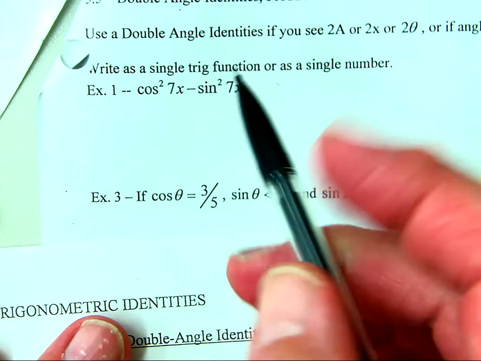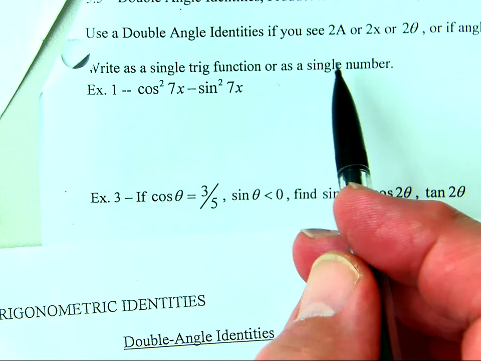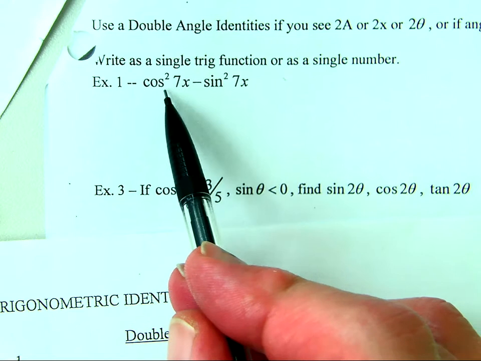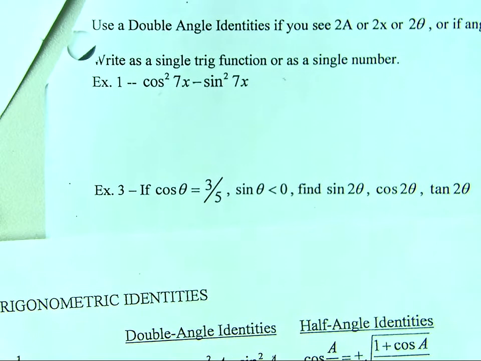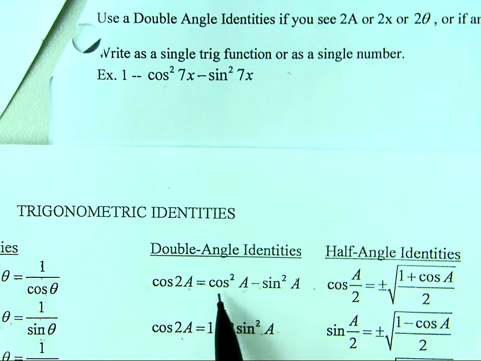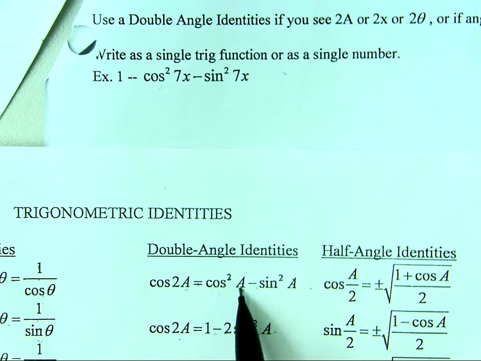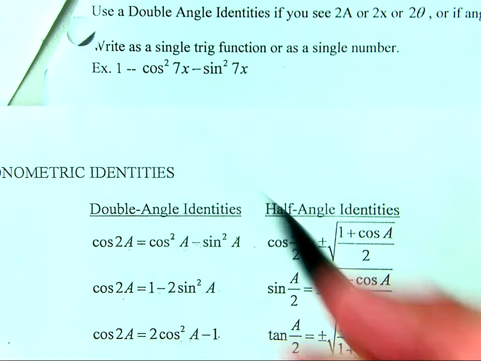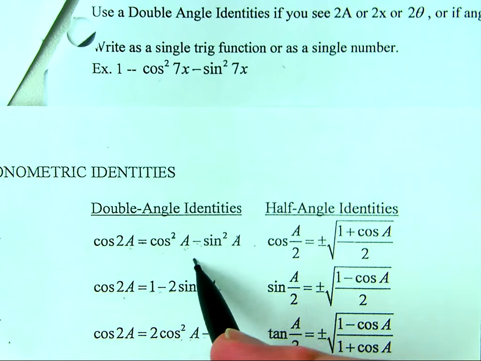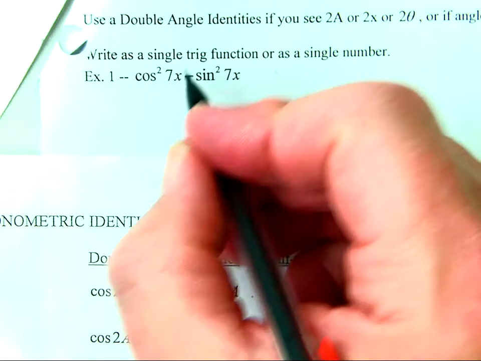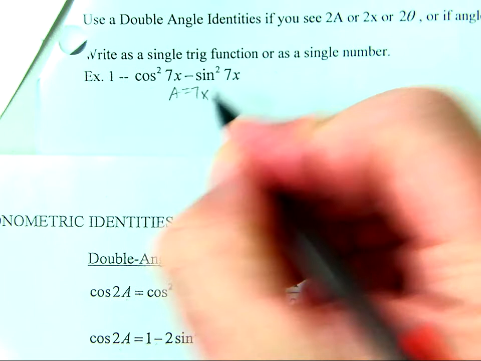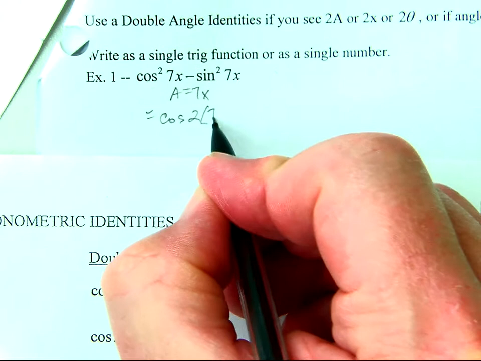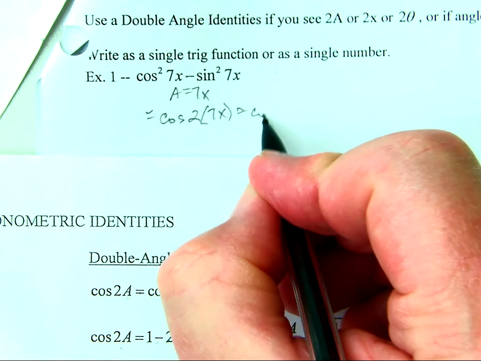If we look at this first one, it says, write as a single trig function or a single number. So you look at this, always want to look at that identity sheet. Do you see anything that looks like cosine squared minus sine squared? Well, if you look at that first double angle identity, it says cosine squared a minus sine squared a. So you can see those look alike as long as a is 7x. So this matches the right side of that identity. So we know that a is 7x. So if we put that on the left side, that's the cosine of 2 times a. So that's the cosine of 14x.